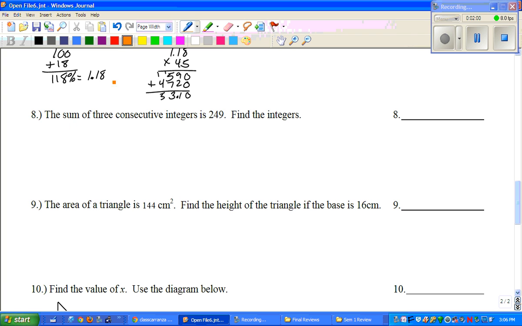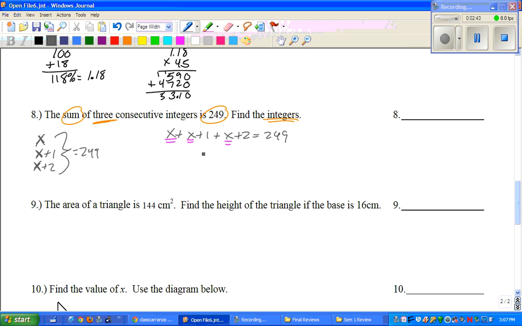Number 8. The sum of 3 consecutive integers is 249. Find the integers. Okay, so 3 numbers add up to 249. Now, we've talked about this before where the first number is x, and if it's consecutive, it's right after that. But then we have another one, and all 3 of those are going to equal 249. So x plus x plus 1 plus x plus 2 equals 249.